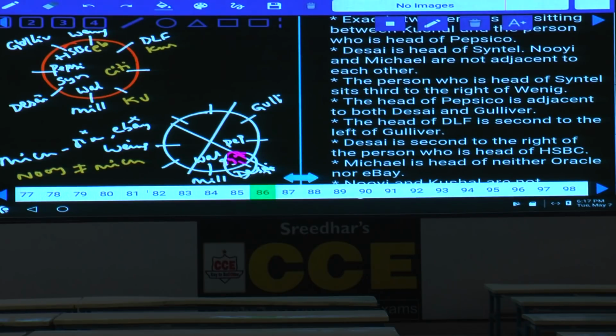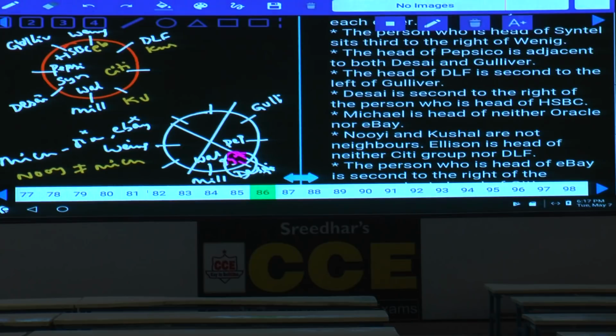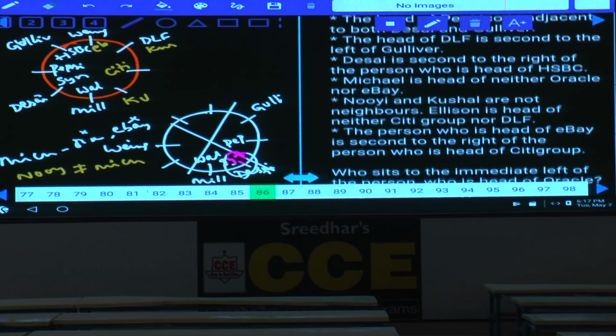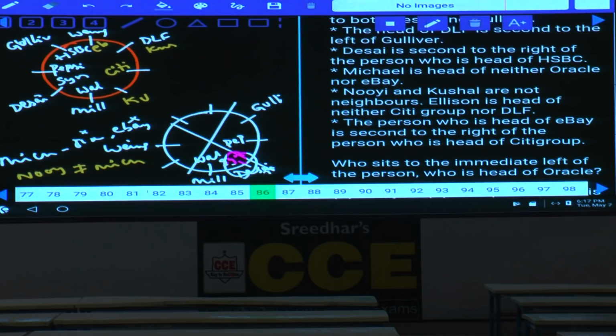And next one. The person head of Sintel sits out to the right. Head of PepsiCo is adjacent to both. Head of DLF is seated second Gulliver. Desai second to the right of HSBC. Michael head of neither Oracle nor eBay. Now this Michael is neither head of Oracle nor eBay. We have taken this information.